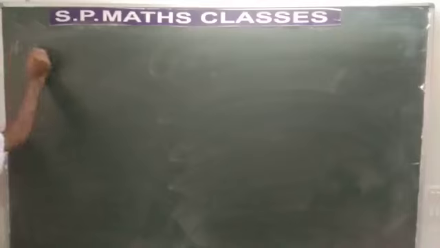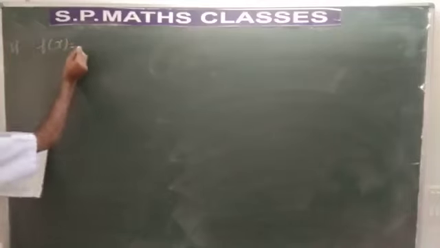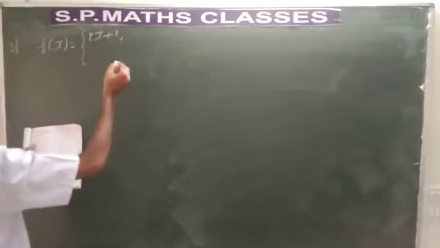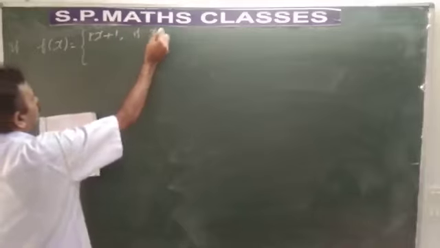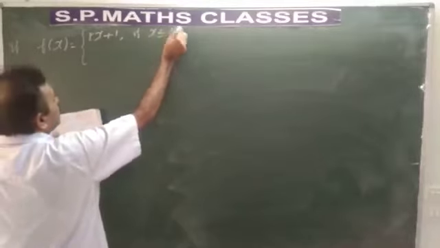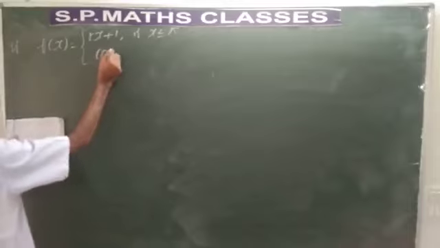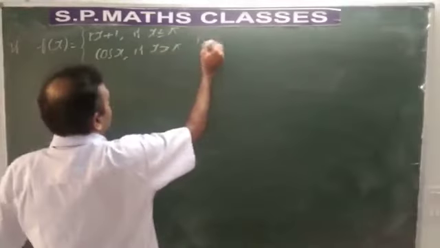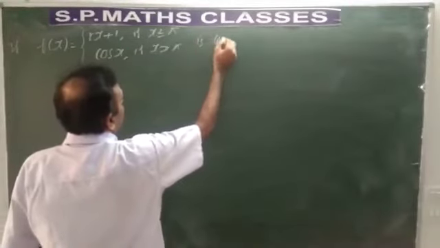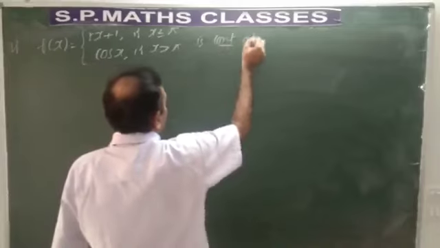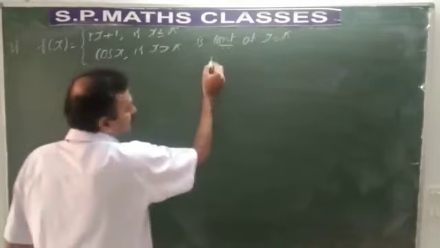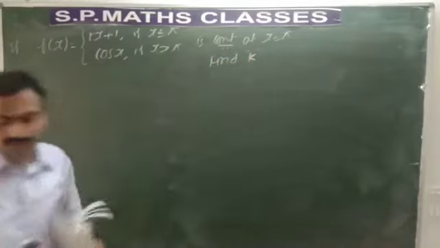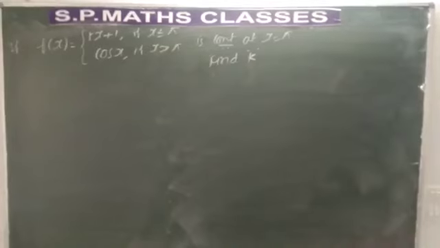If f of x is equal to kx plus 1, if x is less than or equal to pi, and cos x, if x is greater than pi, is continuous at x is equal to pi, find the value of k. We need to find the value of k. Again, the same type of problem.